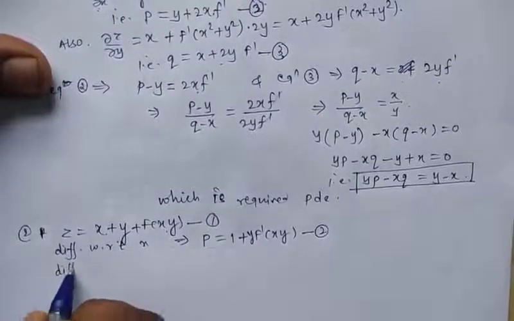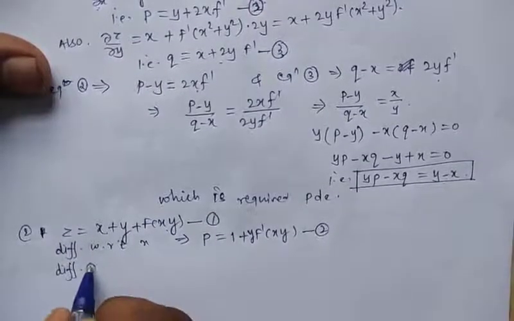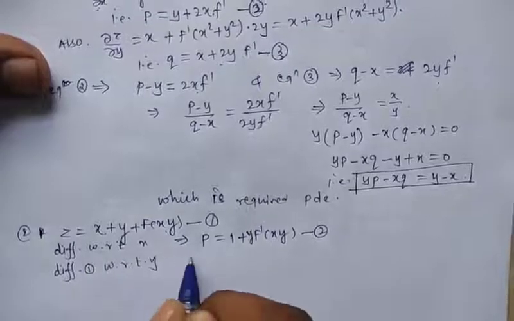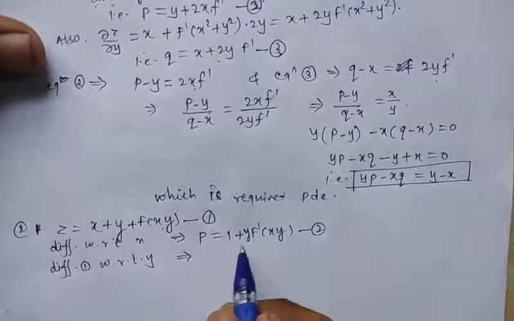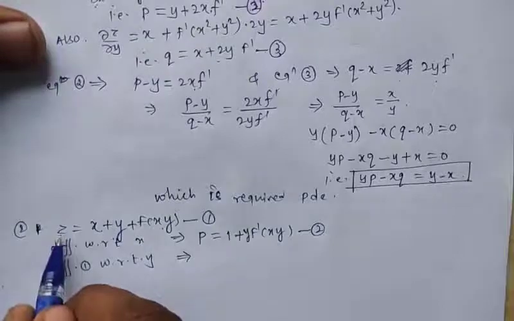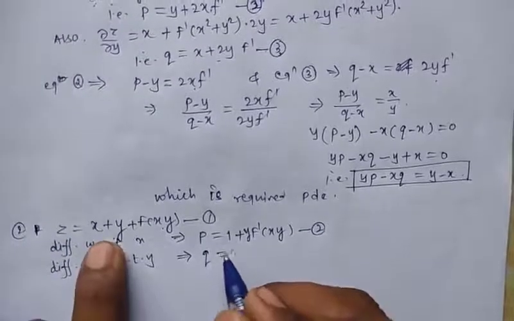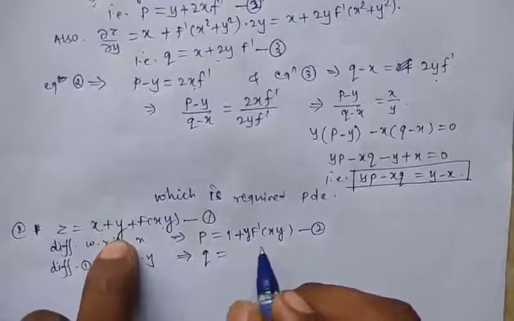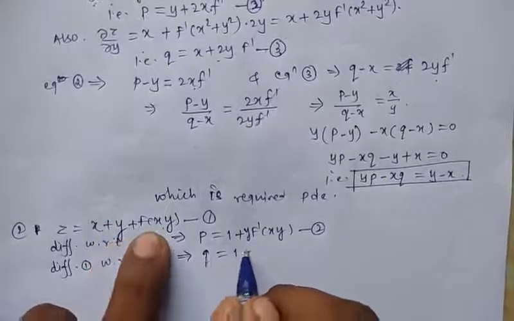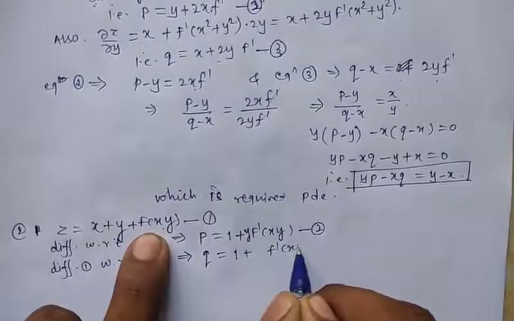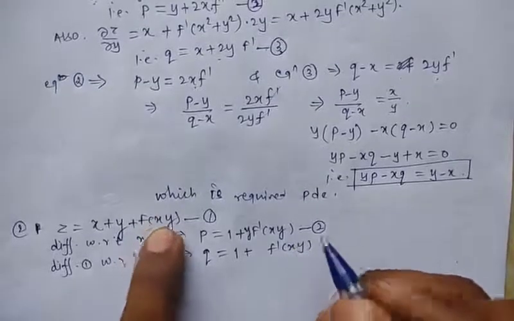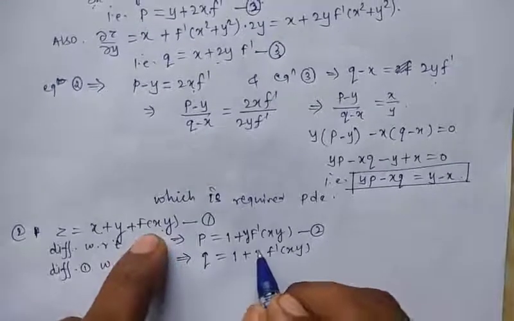Now again differentiate equation 1 with respect to y. What will we get after differentiating it with respect to y? del z by del y, which is q, equal to what? Differentiating it with respect to y, we get here 1 plus f dash of x into y, and taking derivative of xy with respect to y, it remains x.